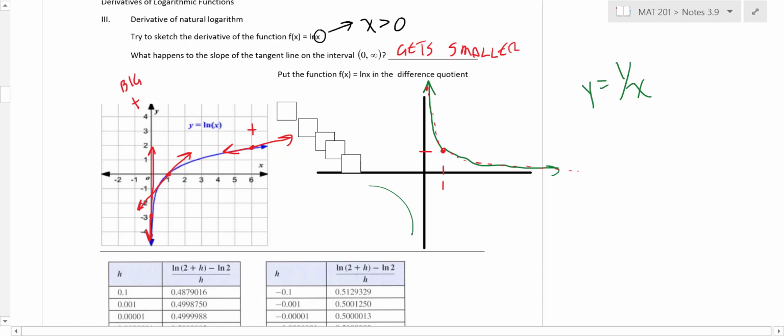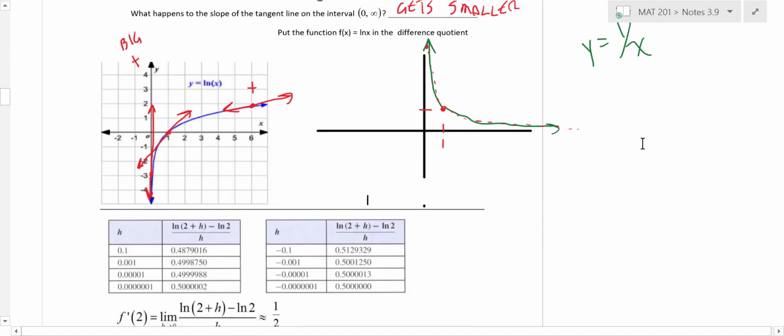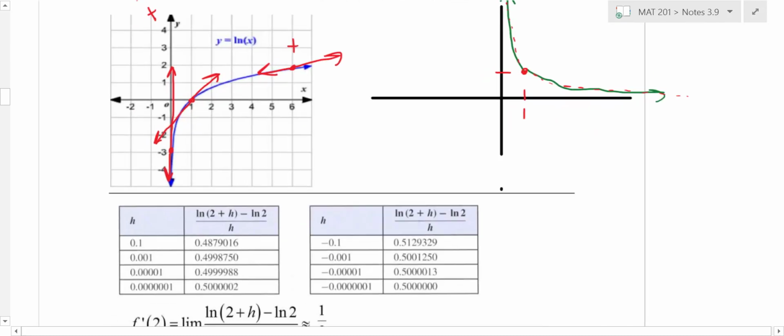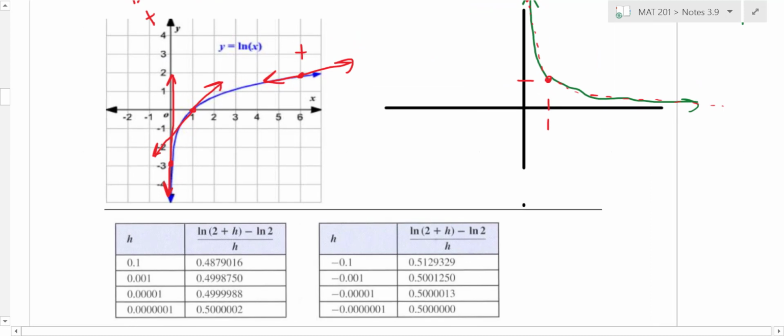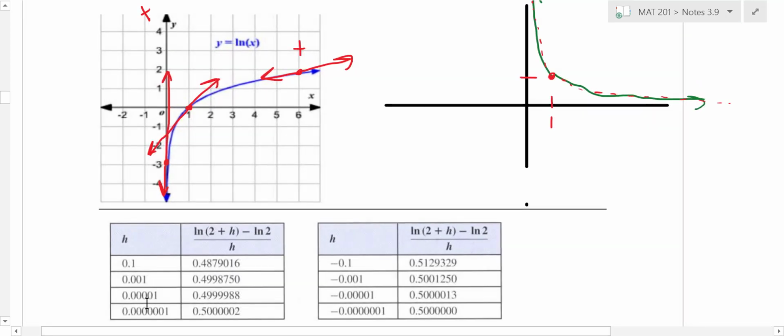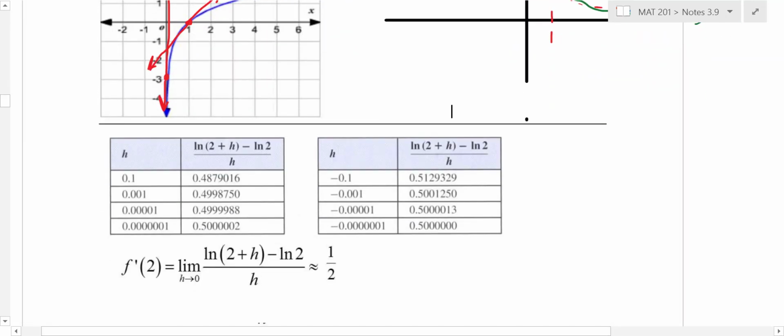So we're not going to prove that the derivative is 1 over x. I'm going to demonstrate that it is just by doing a difference quotient, and I just took this out of the book because I don't want to do this on my calculator. Let's start by getting this difference quotient put together like this.